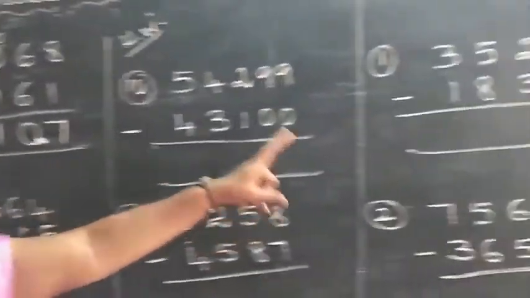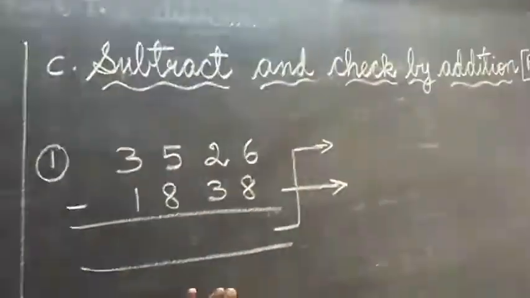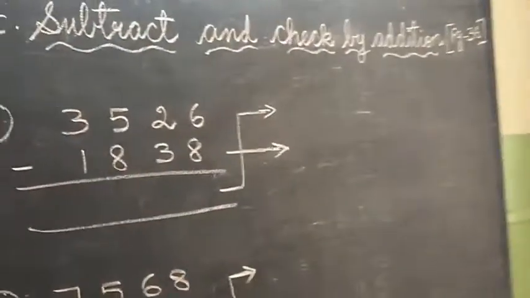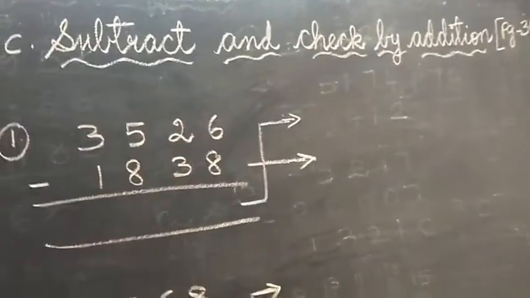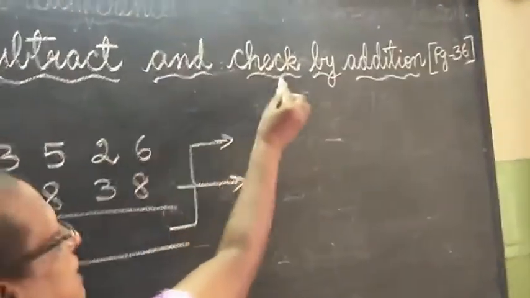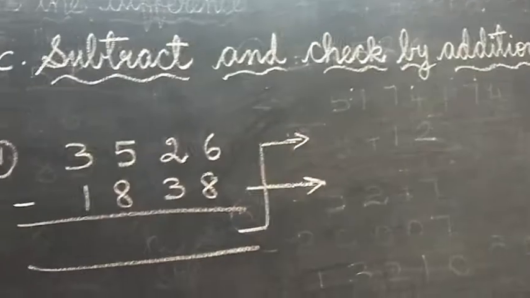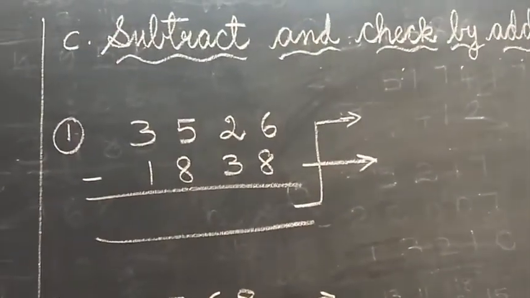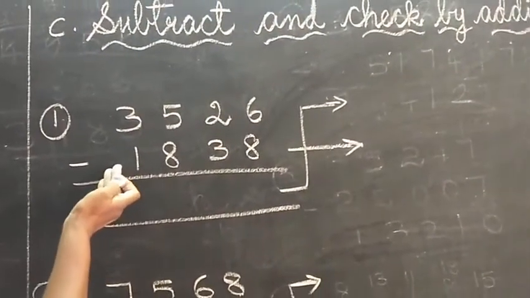And the last one, see, this is also the same like subtraction only, but how you have to find out, check the answer by addition. Subtract and check by addition. So what number have they given, children?